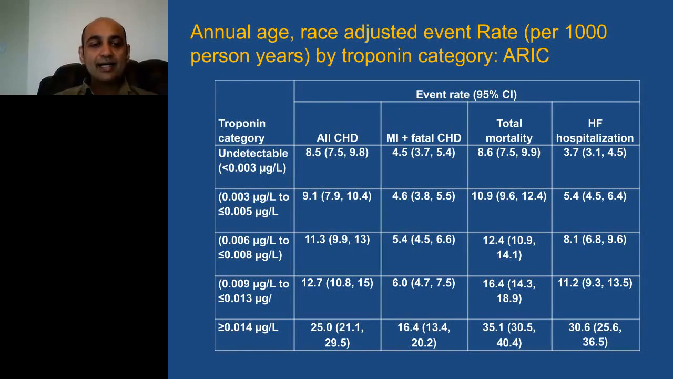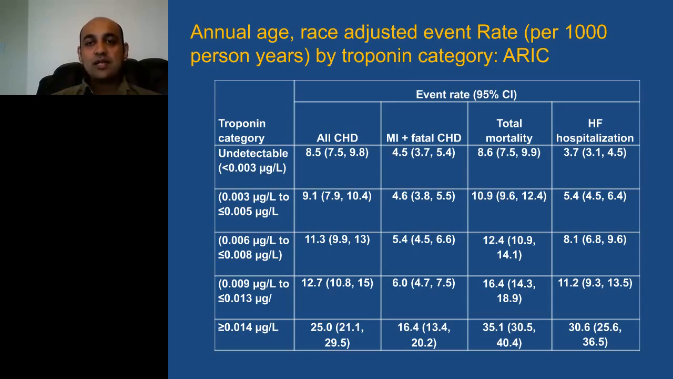Now, when we started looking at the association with events, this slide just shows you the total event rate by troponin categories, looking at all the events. If you look at all CHD, you can see in the first column, there's a clear increase as far as the events go. You had 8.5% of the individuals, and it goes all the way up to 25% of the individuals as the troponin levels went up. If you looked at only hard CHD, a similar story emerged with the incident rate going up as the troponin levels go up.